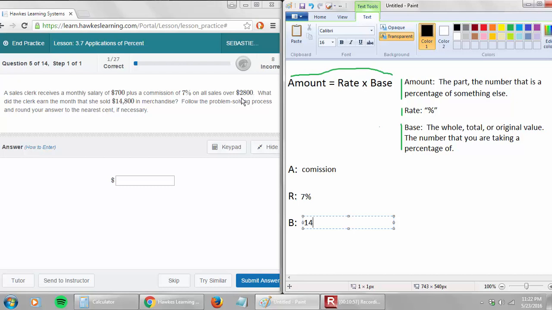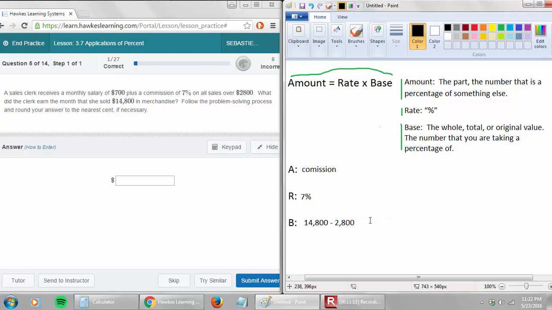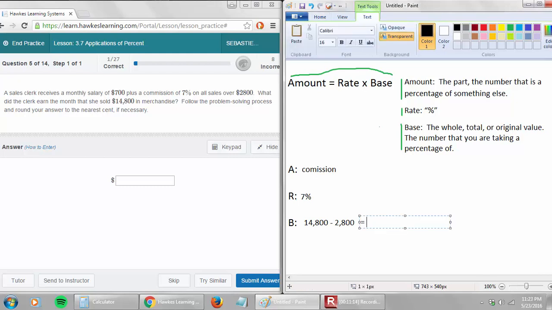$14,800 minus $2,800. And this is actually not too difficult to do because of that 800 is kind of nice. 800 minus 800 just cancels out, and then 14,000 minus 2,000 should give us 12,000. So that'll be our base, $12,000.